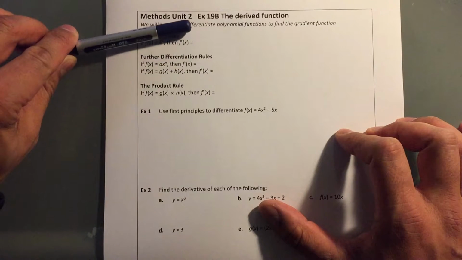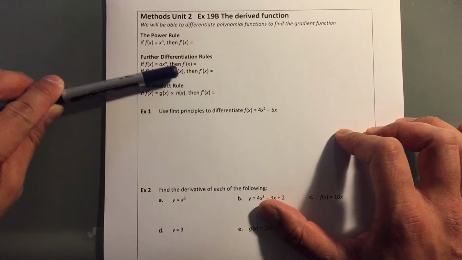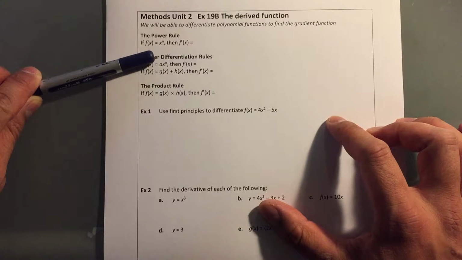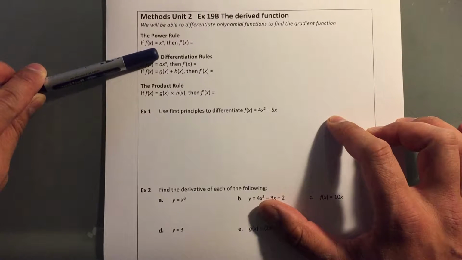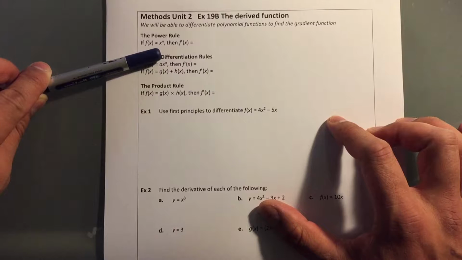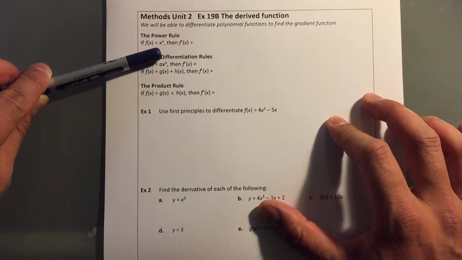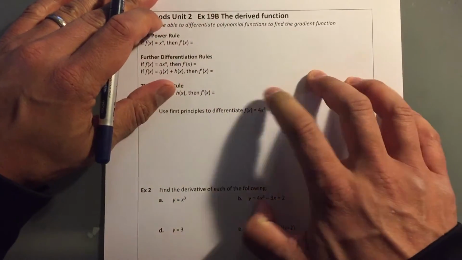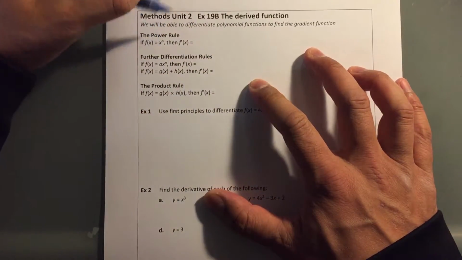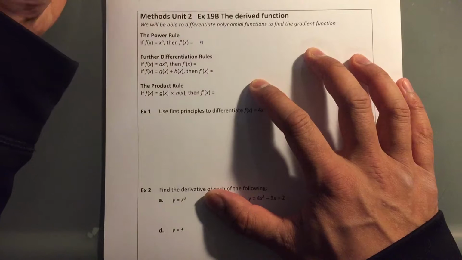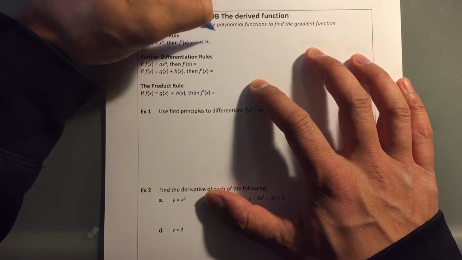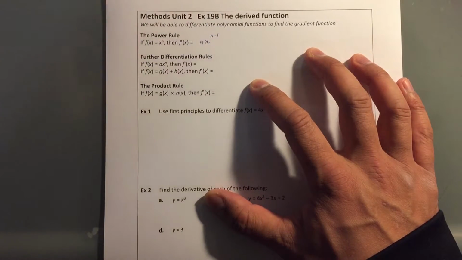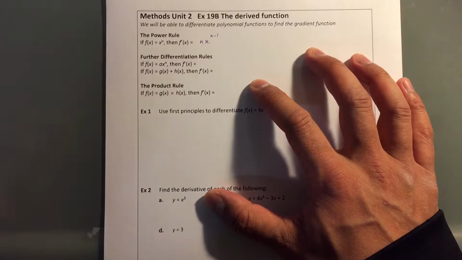First of all, let's look at these three rules. First of all, we've got what's called the power rule. If we have a function f of x, which is just x to the power of n, then if we diff it, we write it as f dash of x. What happens is our power comes to the front, but we decrease the power by 1. This is called the power rule.